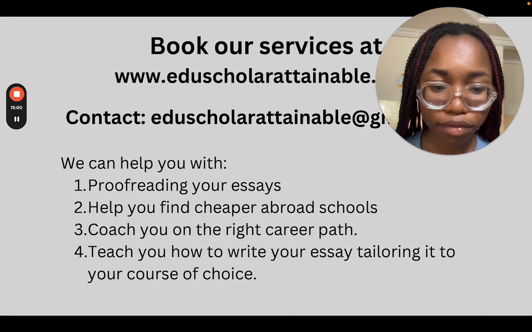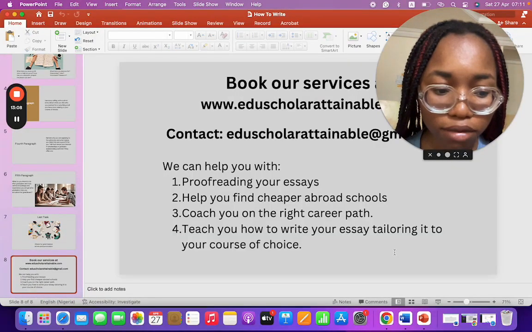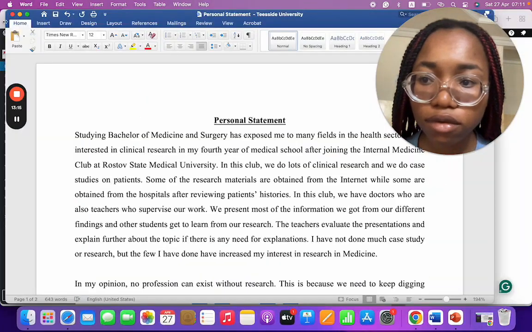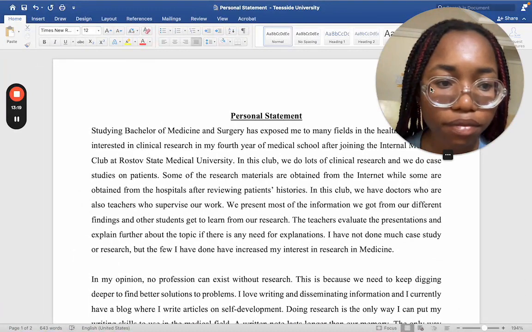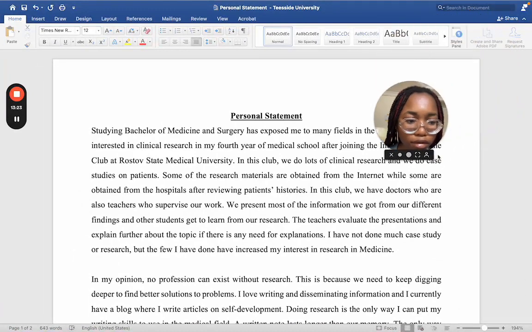So now, time for the templates, the free templates that I gave you guys. Just stay tuned. So this is the template. Let me reduce this a little.